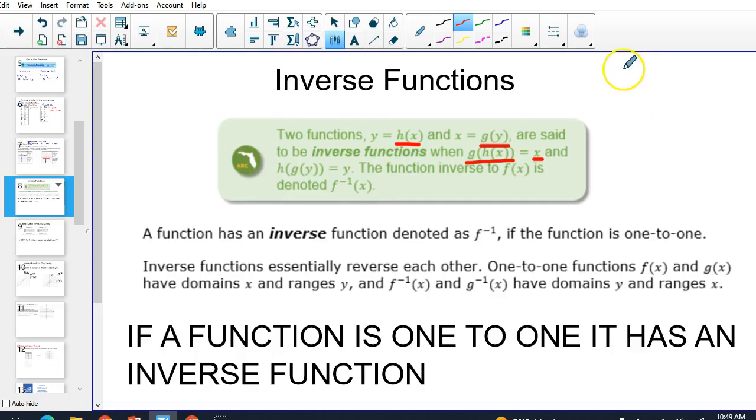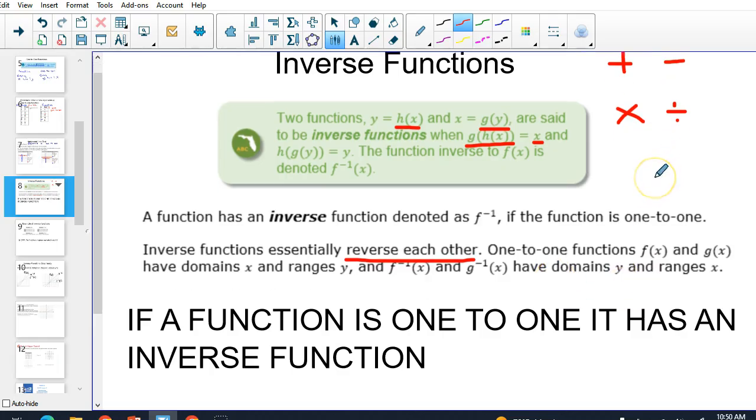Just like adding and subtracting are inverses because they cancel each other out, or multiplying and dividing are inverses because they cancel each other out. Inverse functions cancel each other out. They essentially revert. One-to-one functions f of x and g of x, they have domains x and ranges y, and the inverses have domains y and ranges x. So we're going to see this several times today. The domains and ranges switch.